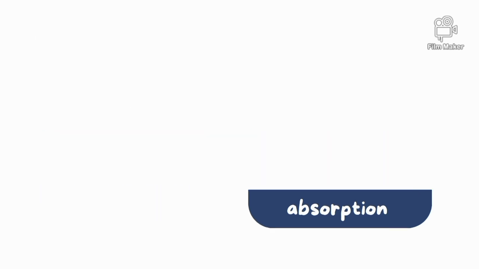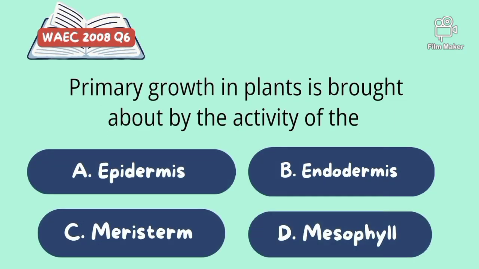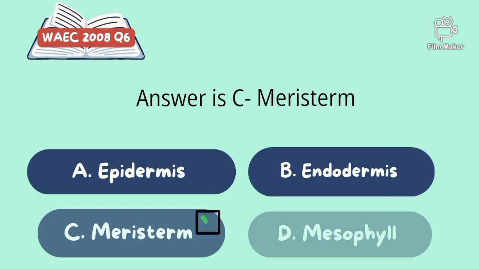Next question, question 6 from 2008. Primary growth in plants is brought about by the activity of the: A. Epidermis, B. Endodermis, C. Meristem, and D. Mesophyll. The correct option is option C, meristem.